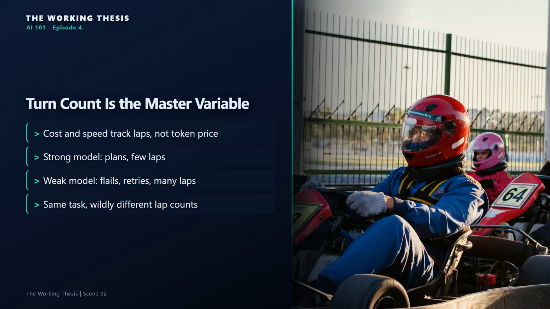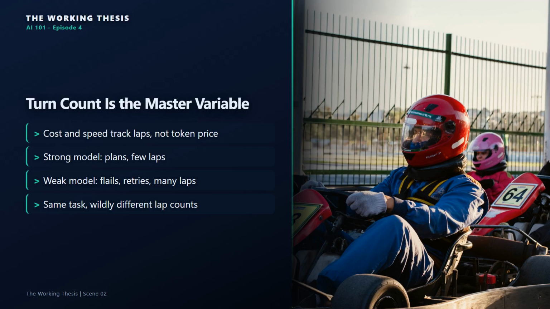Let us introduce the master variable of agent performance, turn count, or as we called it earlier, laps. How many back and forth loops does it take to finish the job? A strong, highly capable model plans ahead. It looks at an error, understands exactly which file contains the bug, and picks the right tool on the first try. It might solve your issue in 3 lean laps.